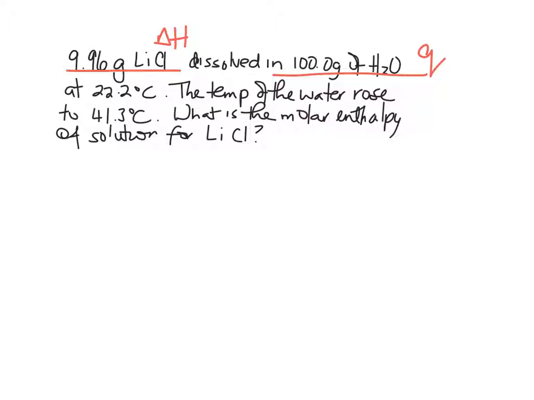When you calculate your Q, the mass will be the mass of what you are taking the temperature of. You're not going to add the lithium chloride to the water. It's just going to be the mass of the water. So we're going to do Q first. So we've got 100 grams.